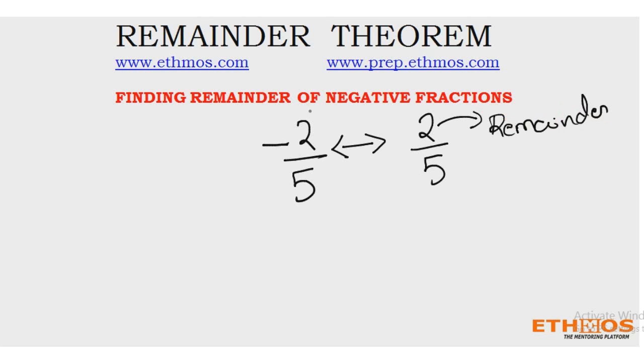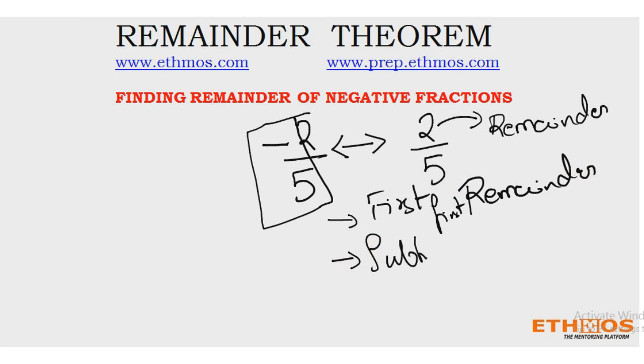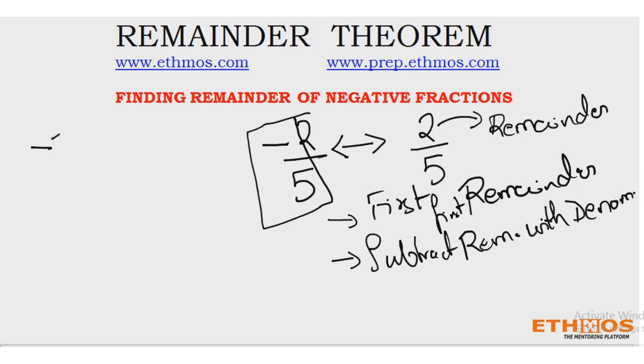In case of a negative fraction, you have to find the remainder in two steps. First find the first remainder, then you subtract your remainder from the denominator. If I tell it like this, you may get confused. So here we will check out our example, that is we have got minus 2 upon 5.